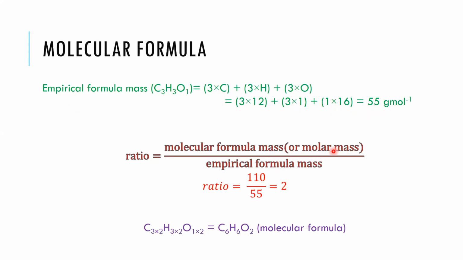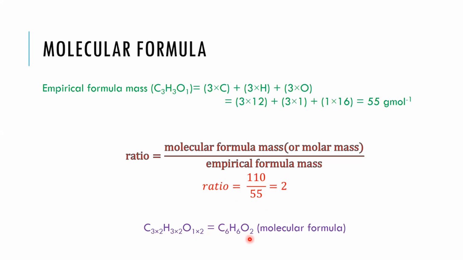It's the same mass. That's 110 divided by the empirical formula mass, which we just found, 55. That gives us a ratio equal to 2. Then you take this empirical formula and multiply each subscript by 2. 3 times 2, 3 times 2, 1 times 2, and it gives you C6H6O2.